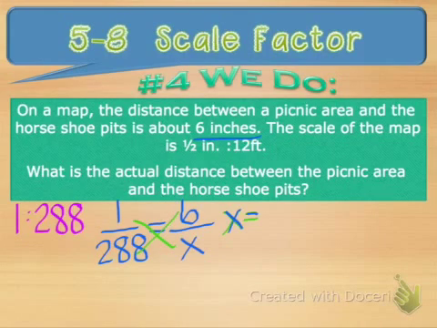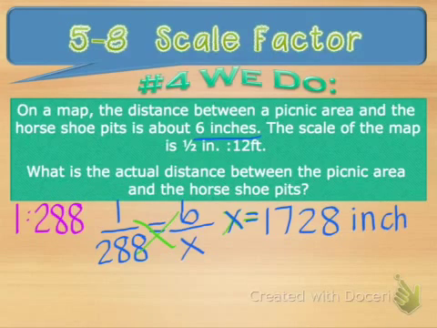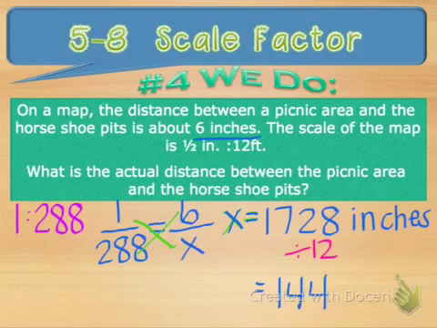We get x equals, 1 times x is just x. And then we need to do 288 times 6, which is 1,728, and that's in inches. But to know how far this is in feet, I need to divide by 12. So I'm going to divide that number, 1,728, by 12, which gives me 144 feet. And that is your answer.